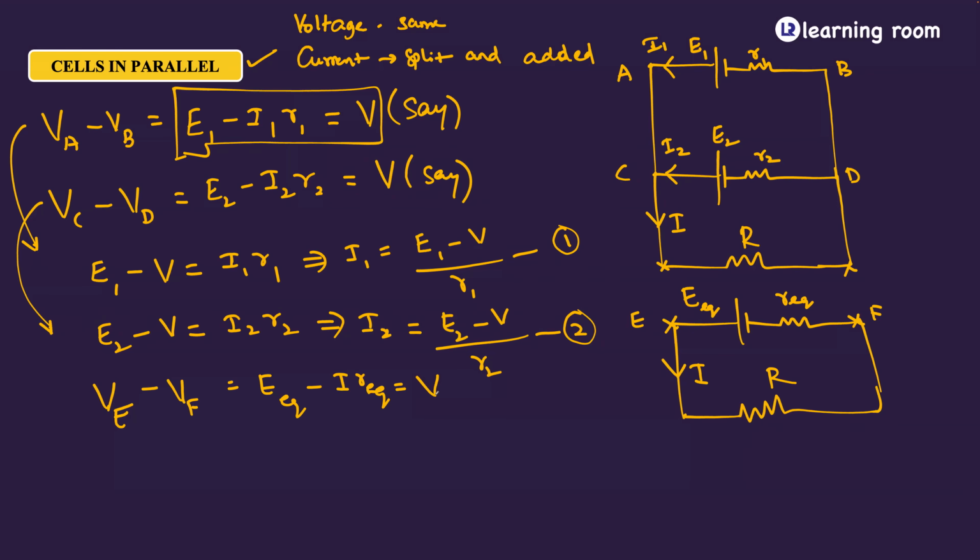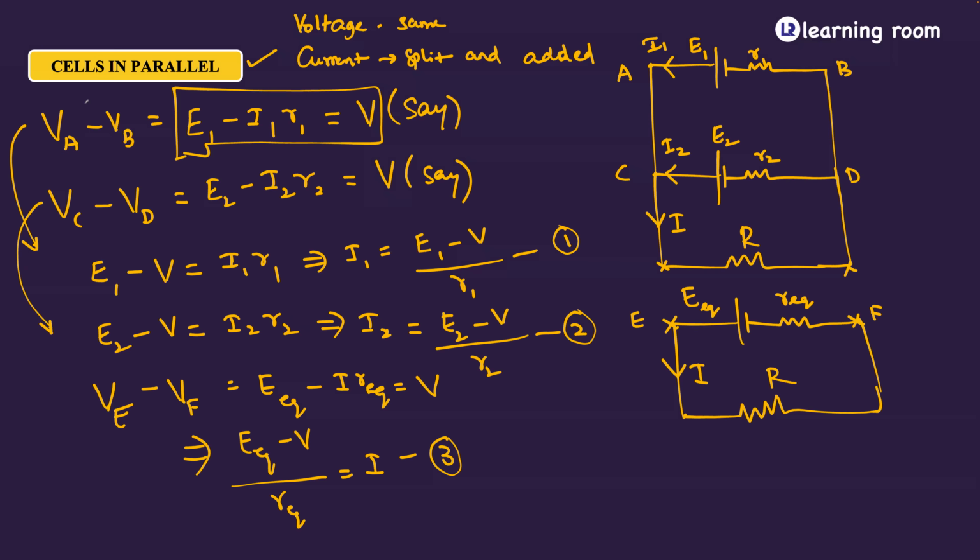So again, I'm going to do the same kind of rearrangement. When I do that, I get E equivalent minus V divided by R equivalent is equal to I. So let me call this equation number 3. Now listen to this step. What is the relation between I1, I2 and I? I1 plus I2 is equal to I. So first equation plus second equation is equal to third equation.